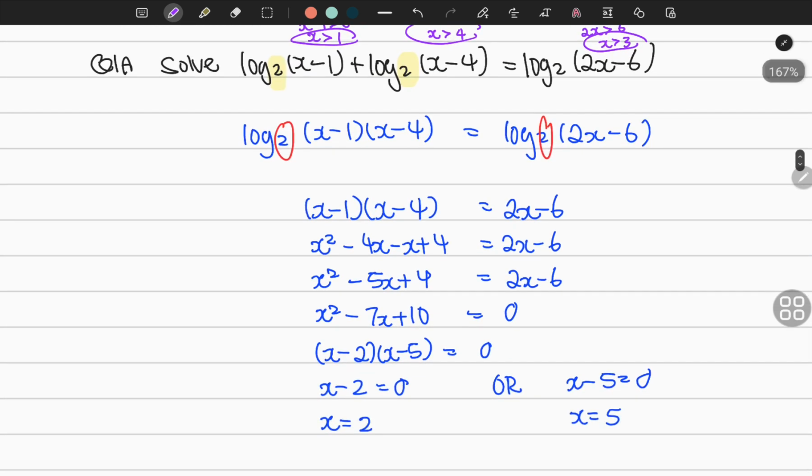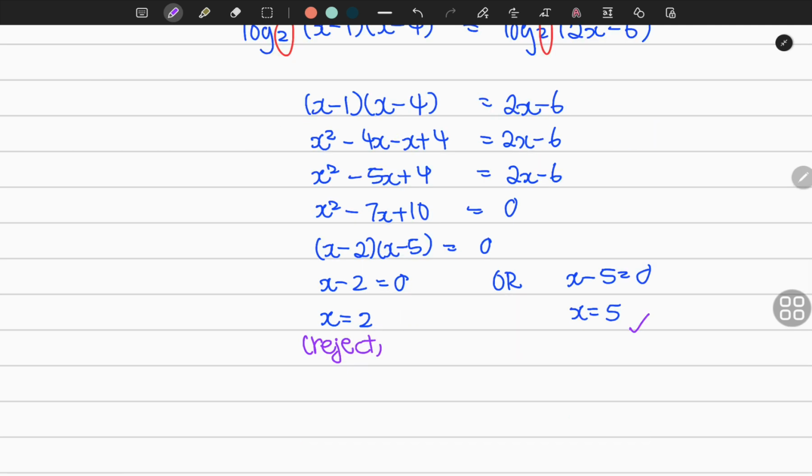So let's check. Sorry, x equal to 5, that is alright because it's more than 4. But then x equal to 2 won't be accepted. So we would have to reject this. And our reason would be that x is more than 4. That's all.